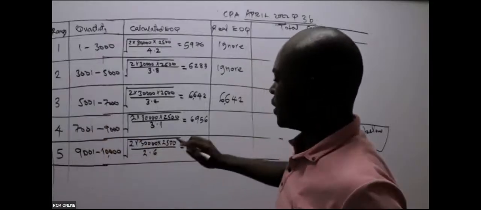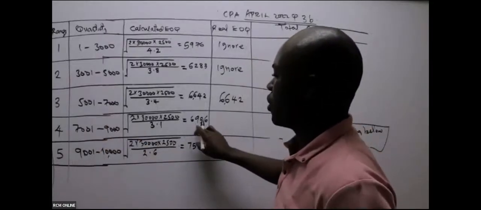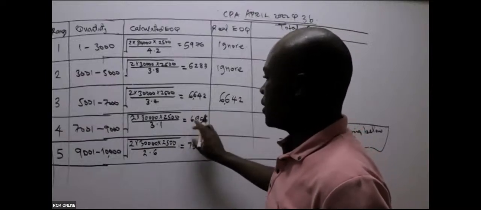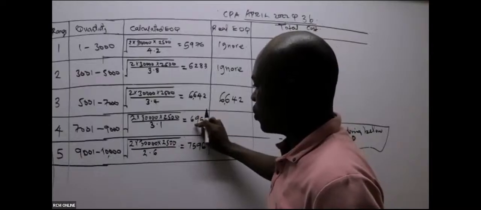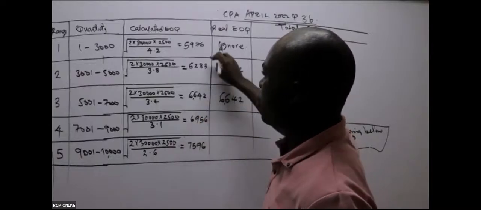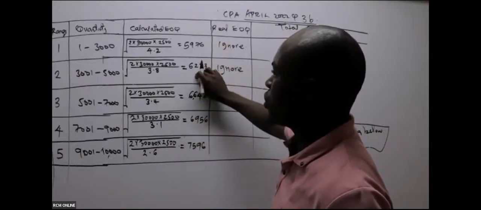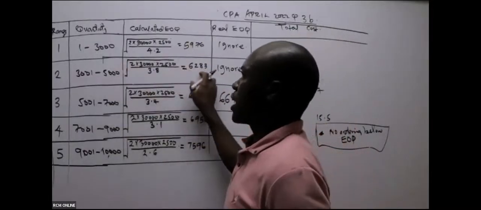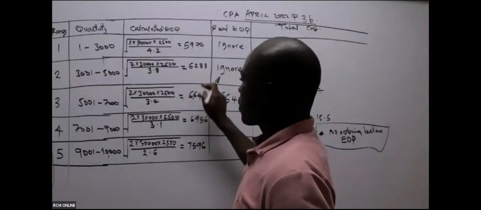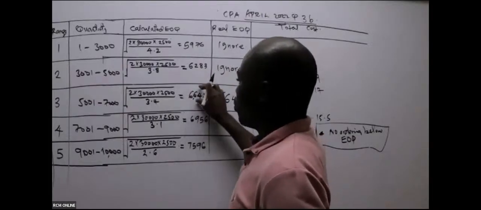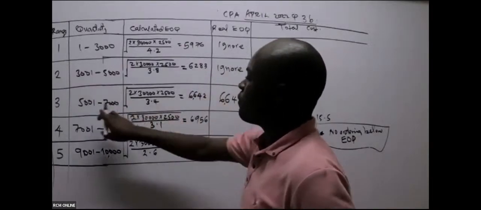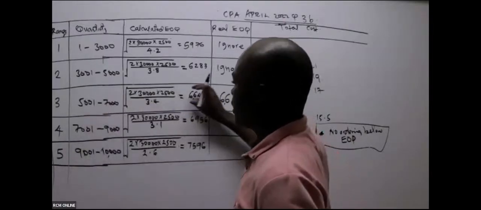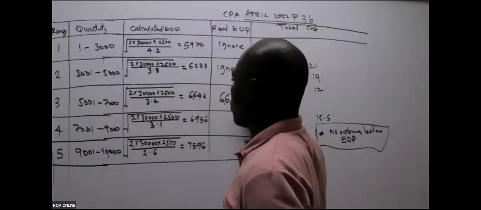Now, let's come and look at the calculated economic order quantity. Rule number 1 says you cannot order anything below this. So that's why we ignored number 1 and number 2, because they were advising us to order units that are below the calculated economic order quantity. Number 3, we were able to order 6642 because it falls within this range. So we'll go for it. That's why we are taking this as the economic order, the real one.